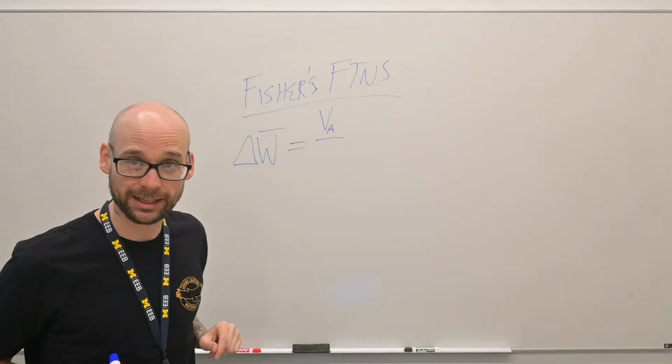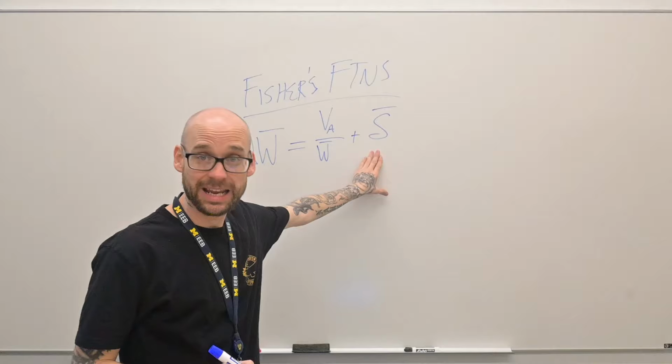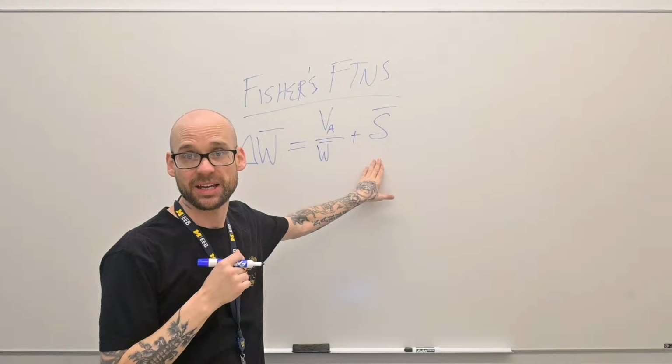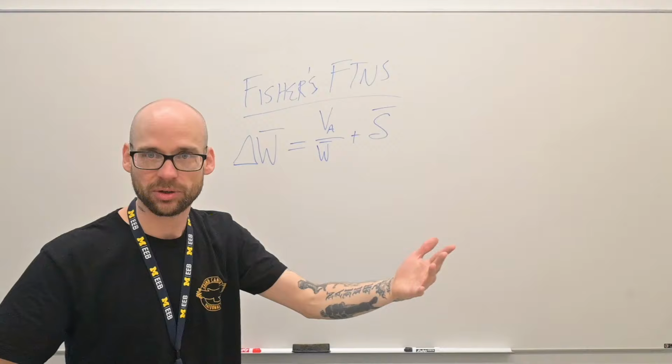Divided by mean population fitness plus delta bar. Delta bar is the deviation in the fitness values between parents and offspring. That is to say, we don't expect parents and offspring to have identical fitnesses. Something usually happens that makes them deviate a bit. This is mutation, recombination, etc., right? This is Fisher's fundamental theorem.